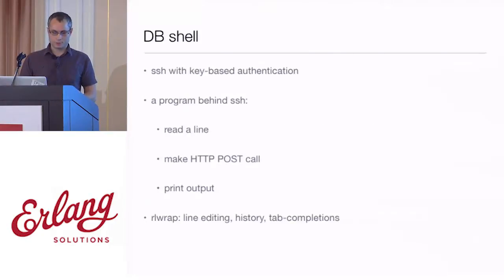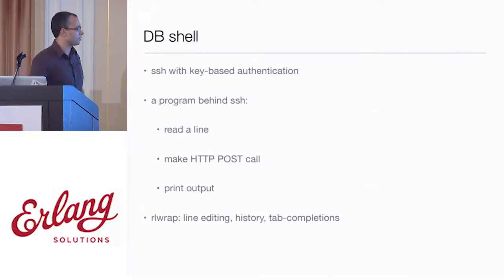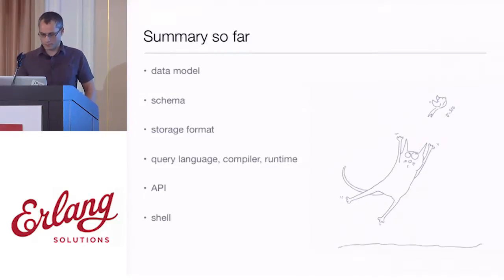Super simple. So if you want a shell, you go with SSH with key-based authentication, and have a program sitting behind SSH that reads a line, includes that line in an HTTP post call, and prints the output to standard output. That gives you a pretty powerful shell, especially if you use something like readline wrap, which gives you line editing, history of commands, tab completion, and everything else. You spend a couple of hours on it, and you're done fiddling with parameters.